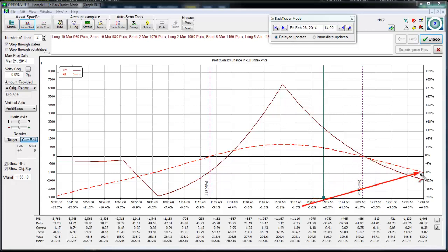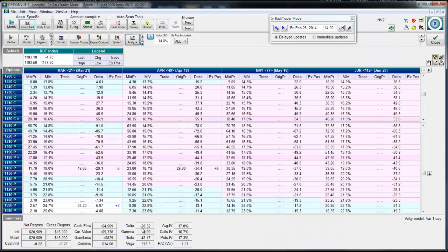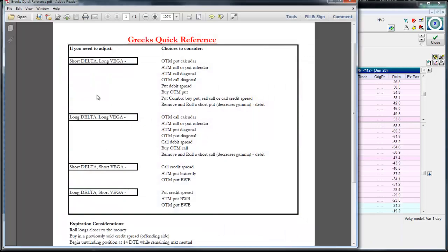If it keeps moving up, we're going to be losing money. So right off the bat, you'll notice that a negative delta hurts us to the upside. I'm still positive theta, but my vega is now getting bigger because I'm staying right around the market. So if I want to correct that, if I want to decrease my delta, maybe decrease my vega, what does this tell me?